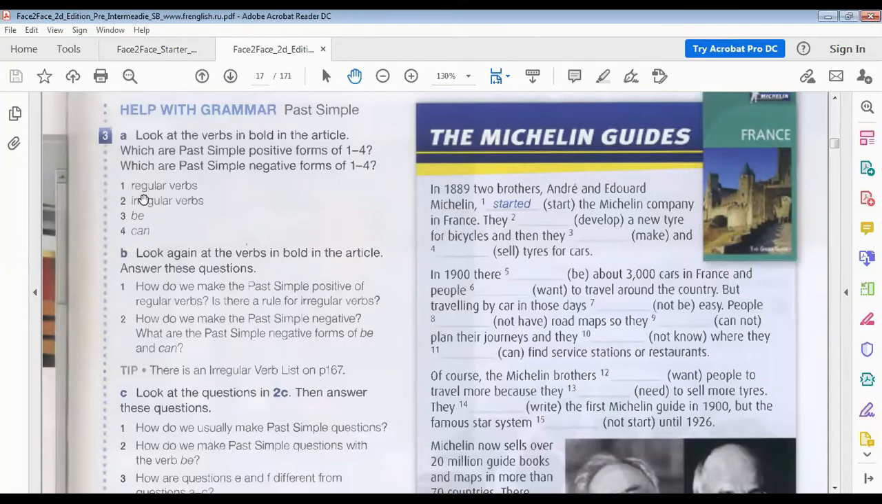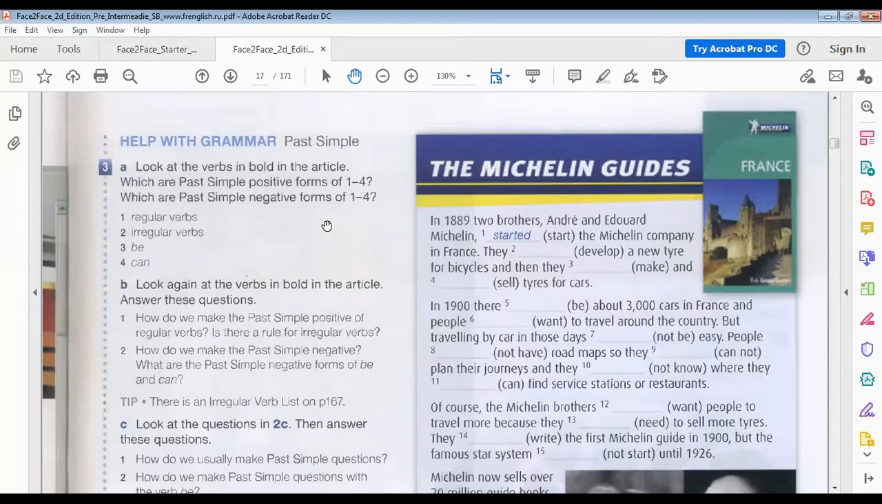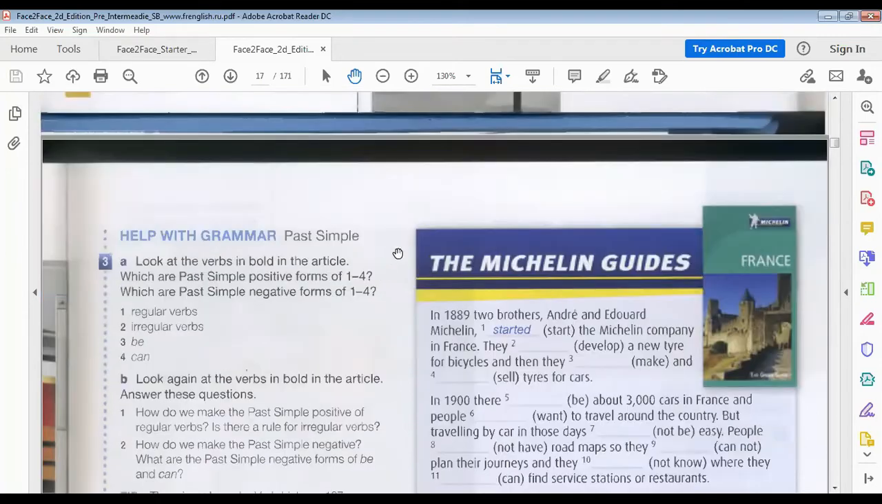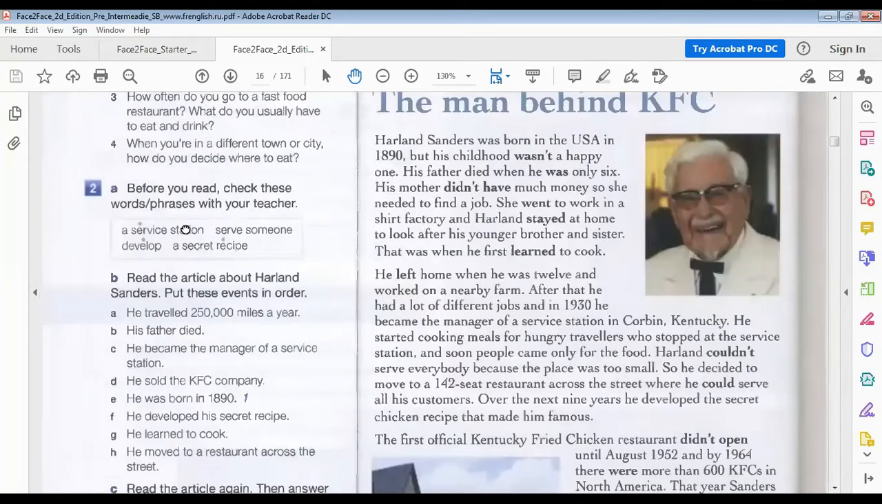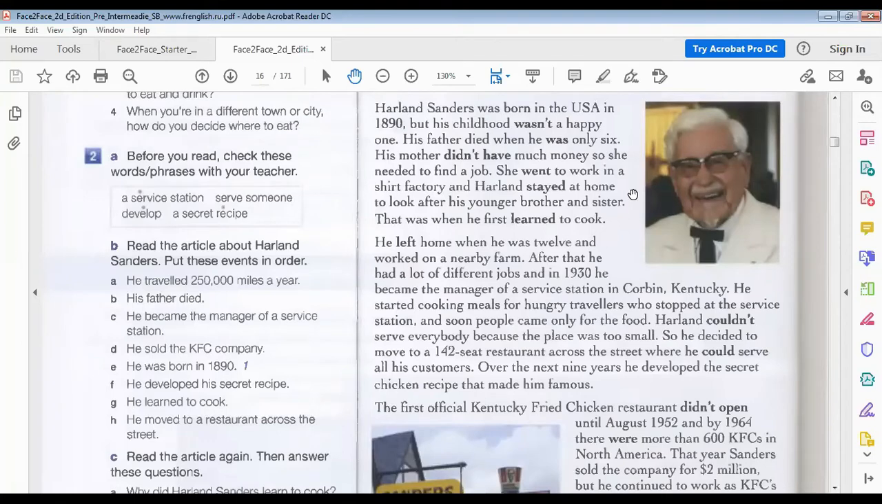All right, so let's start with regular verbs. Let's look for the past simple of regular verbs in the article. Can you find them? I want regular verbs now. Only regular verbs. In the article. Okay. One of them is learned. Learned. Stayed.